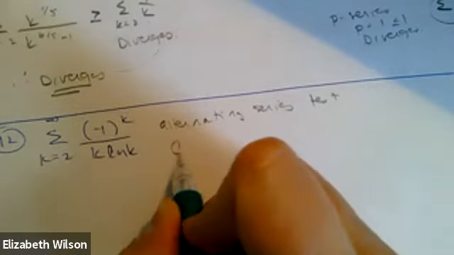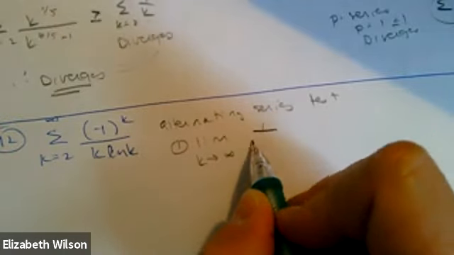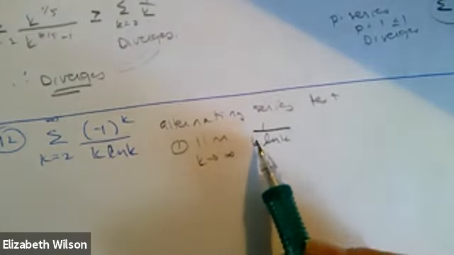The first one is, I have to check the limit as k goes to infinity. Remember, this is the absolute value, so I'm just checking 1 over k ln of k. I don't care about the alternating part here. Does this thing go to 0? Yes, it definitely goes to 0. Check. That's my first confirmation.